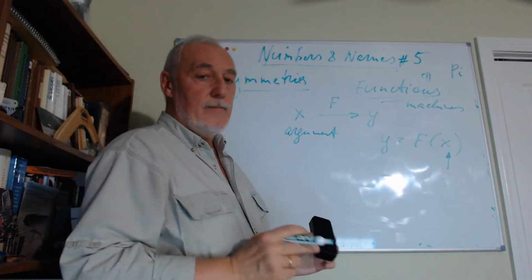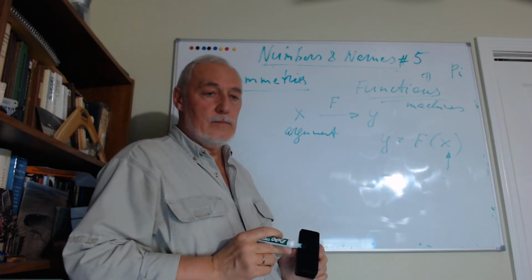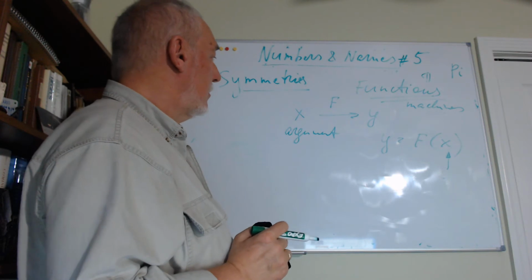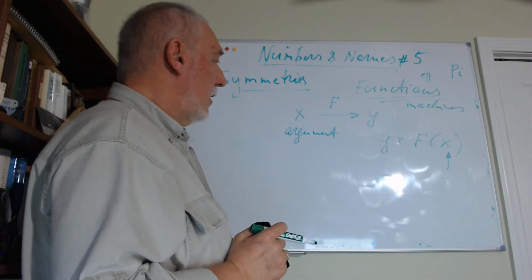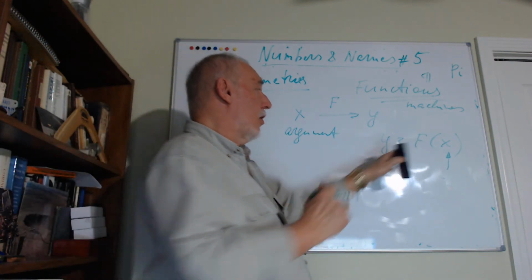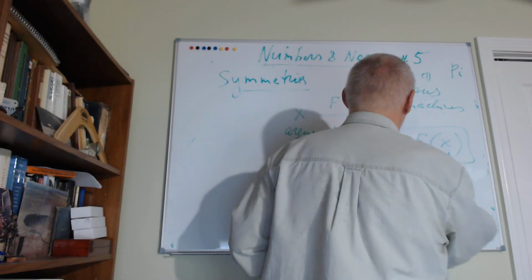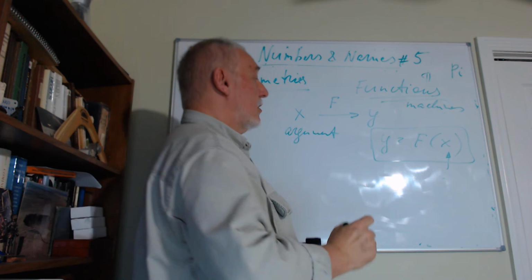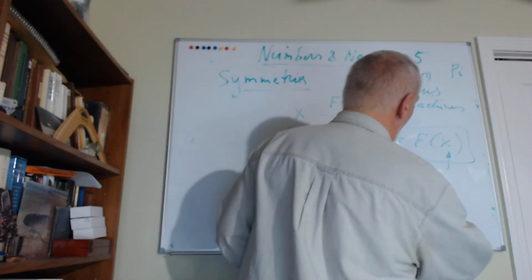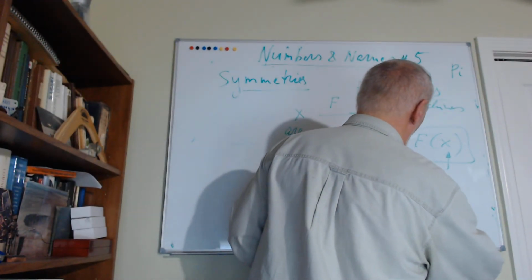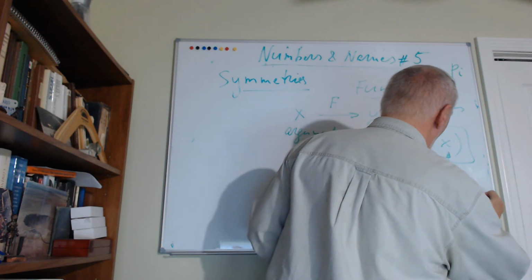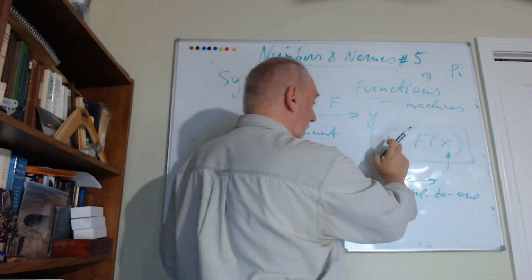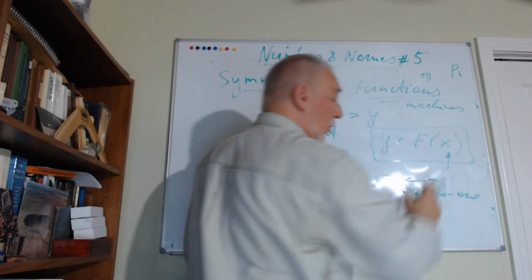Vito was a little bit confused. He thought it was f times x. No, it's f of x. This is the concept of function. And usually the concept of function includes a one-to-one correspondence. So one x corresponds to one y, and one y back corresponds to one x.